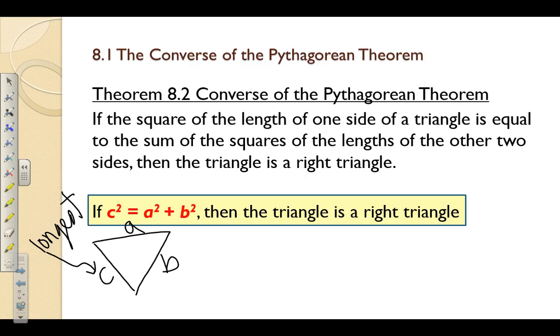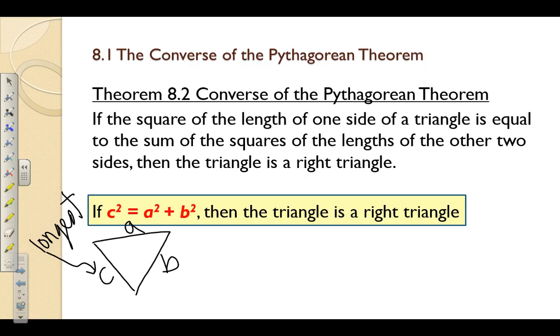I have it oriented that way because there are two theorems that branch off from c squared. For instance, what if c squared is not equal to a squared plus b squared? Our options would be what other kinds of triangles? Obtuse or acute triangles. So we're going to be comparing c squared to a squared plus b squared. Is it greater than, equal to, or less than?